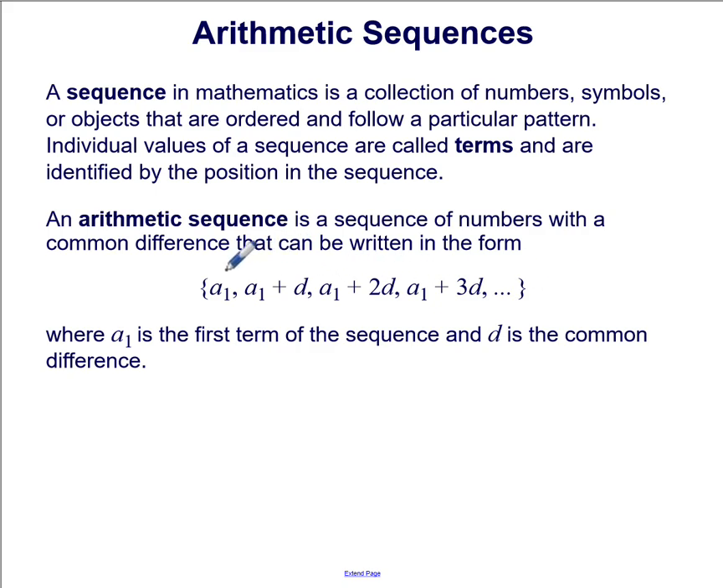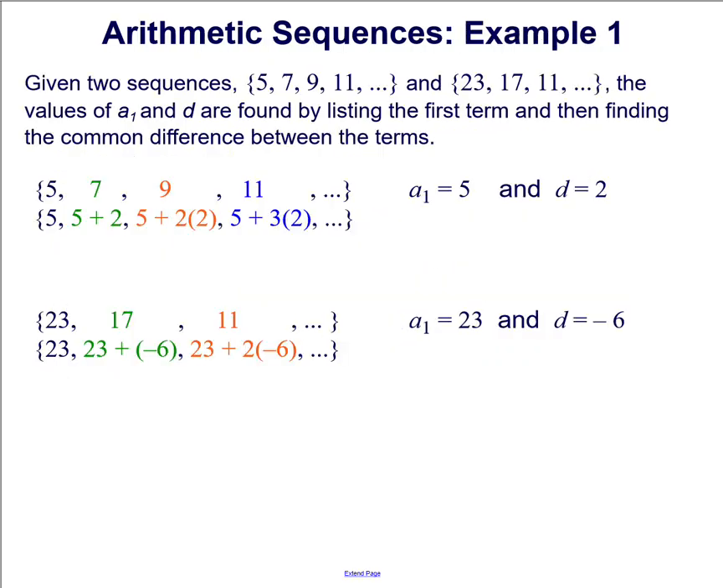So A1 is the first term of the sequence. The second term of the sequence is going to be the first term plus whatever the common difference is. The next term, the third term, is going to be that first term plus twice the common difference. And then the fourth term in the sequence is going to be the first term plus 3 times the common difference. And that keeps repeating for infinity.